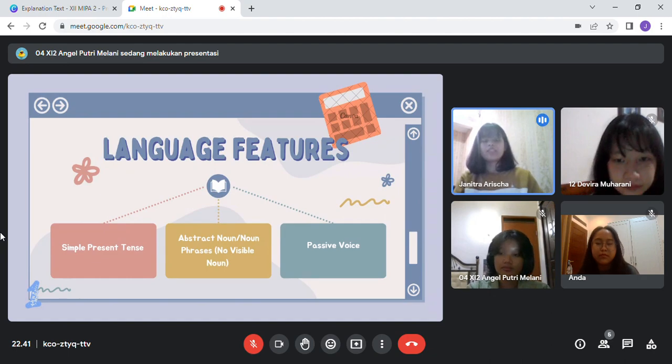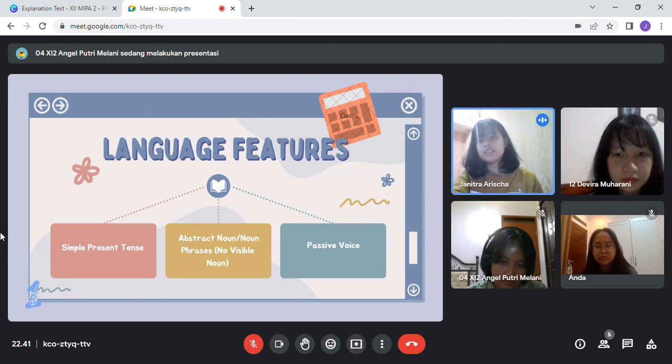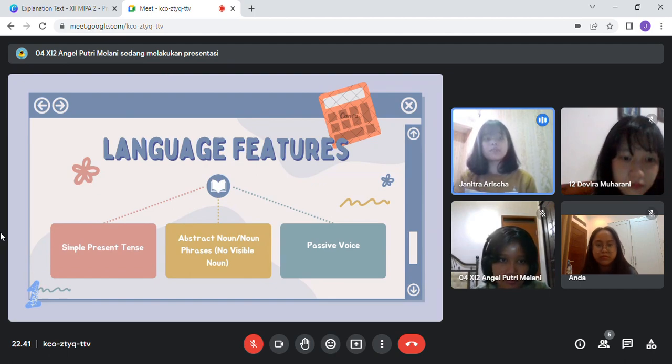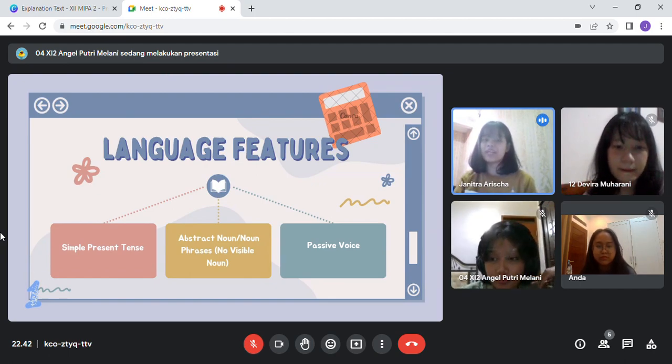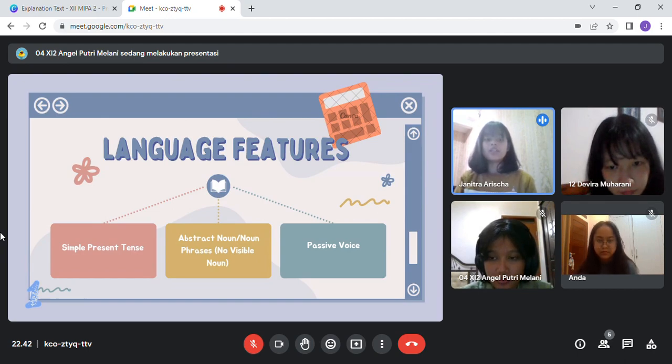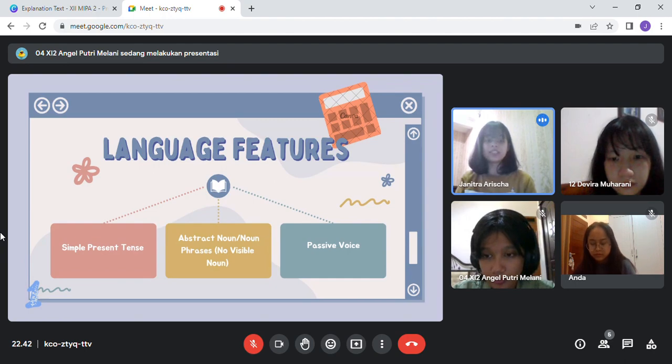Okay, after Devira explained to us the generic structure, now there's language features. The first one is using simple present tense. The simple present tense is used to express general facts or truths, habits, or current events. For example, coronaviruses are a family of viruses that can cause respiratory problems. The 2019 novel coronavirus is one of seven members of this family known to infect humans and has emerged from animals in the past 30 years since it emerged in China in December. It is the third to infect humans.